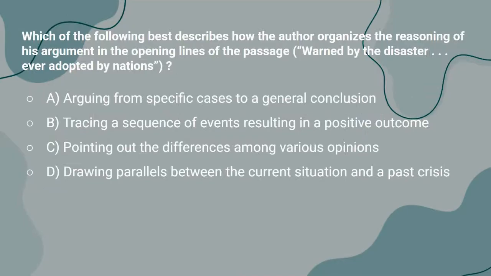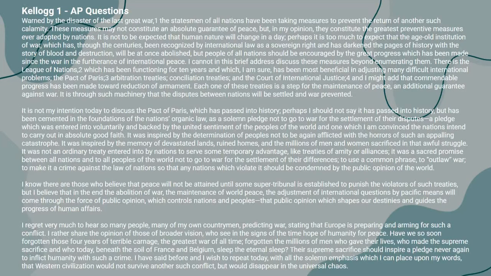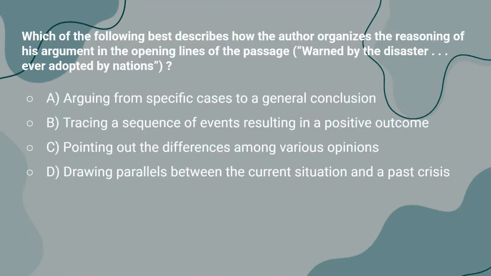So we're going to go back and forth, but this is question 1. Which of the following best describes how the author organizes the reasoning of his argument in the opening lines of the passage? So let's read it. Warned by this disaster of the last great war, the statesmen of all the nations have been taking measures to prevent the repetition of another such calamity. These measures may not constitute an absolute guarantee of peace, but in my opinion, they constitute the greatest preventive measures ever adopted by nations.